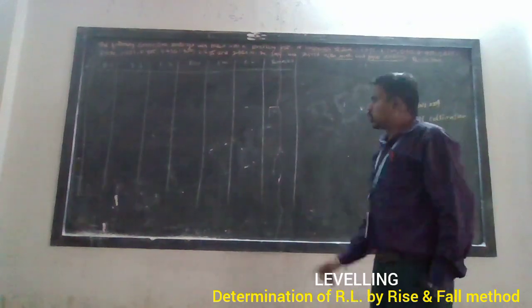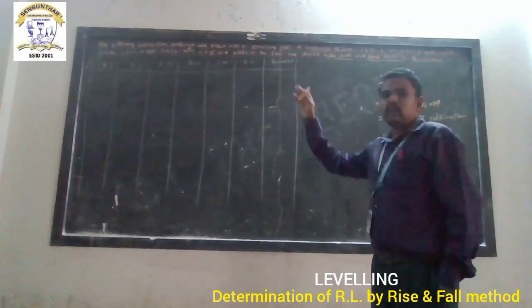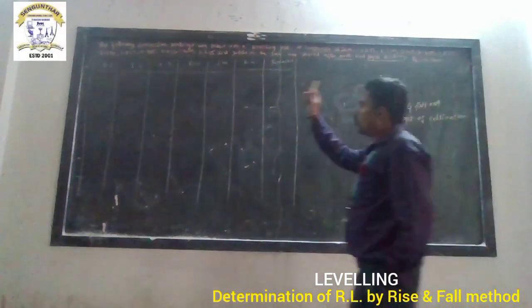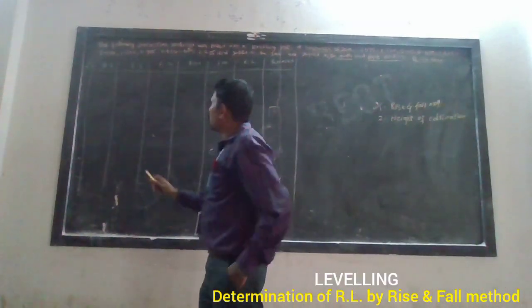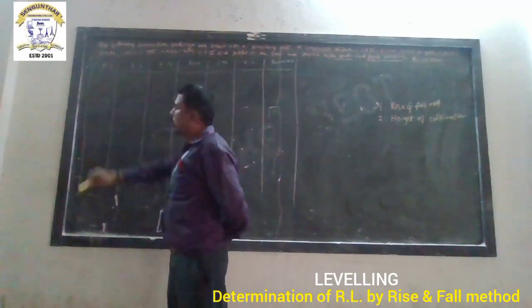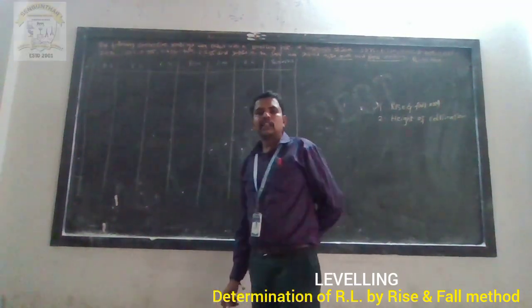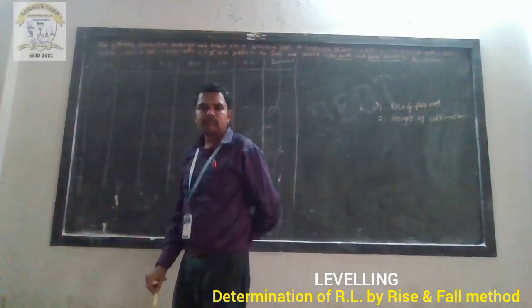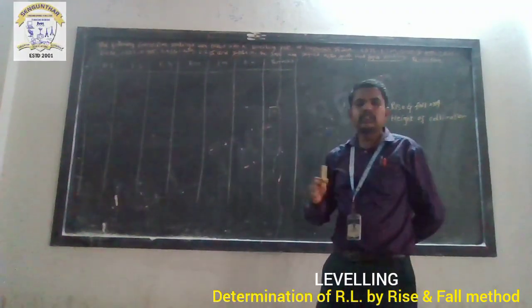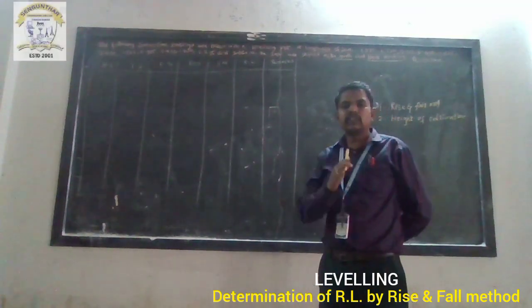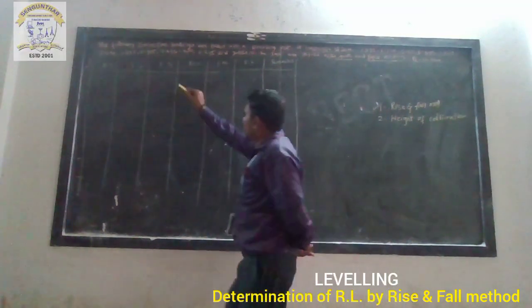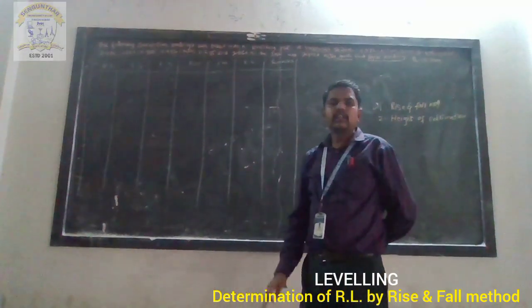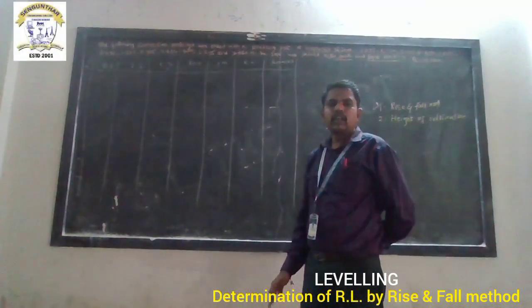So first we are going to discuss this problem under the rise and fall method. For the rise and fall method, we have worked out a tabular format. The first column is back sight, the very first reading which is taken from the instrument. The second column is intermediate sight, the intermediate readings which are taken in the instrument. And the next column is foresight. Foresight is nothing but the final reading which was taken in the instrument.